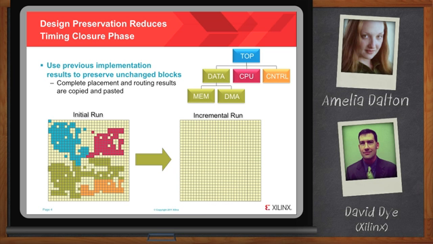This is especially useful if it's expected that some of the modules will still see lots of changes. Floor planning would keep the modules from spreading out too much. Then during subsequent implementation runs, the unchanged modules are preserved. In this example, we've made a change to the CPU module, shown in red.